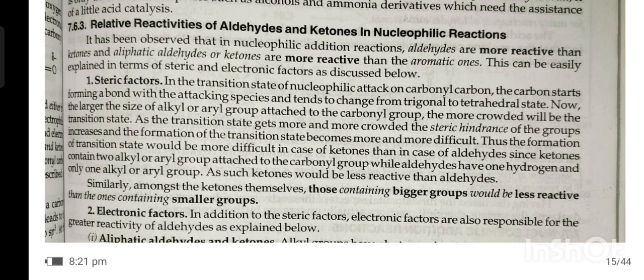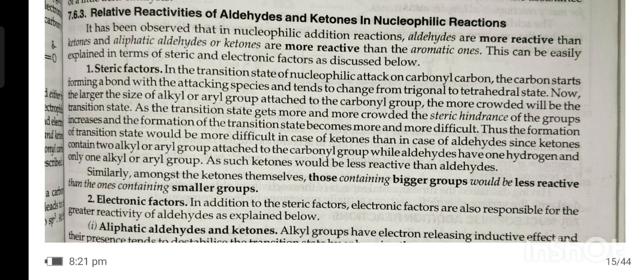First, steric factor. In the transition state of a nucleophilic attack on a carbonyl carbon, the carbon starts forming a bond with the attacking species and tends to change from trigonal to tetrahedral state. Now, the larger the size of the alkyl or aryl groups attached to the carbonyl group, the more crowded will be the transition state. As the transition state gets more and more crowded, the steric hindrance increases and the formation of the transition state becomes more and more difficult.